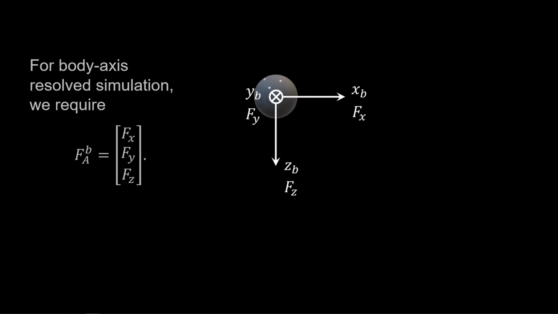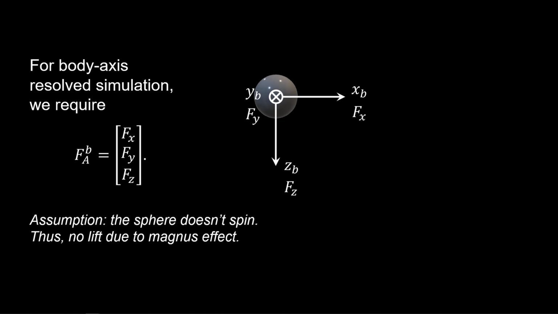We wish to build a model of the aerodynamic forces acting on a sphere in our simulation. Our translational equations are resolved in the body axes, so we require aerodynamic forces, denoted Fx, Fy, and Fz, in the body axes. We assume the sphere is not spinning, so there's no lift due to the Magnus effect. This means that for some relative velocity to the atmosphere, there's a drag force that acts opposite the relative velocity direction.